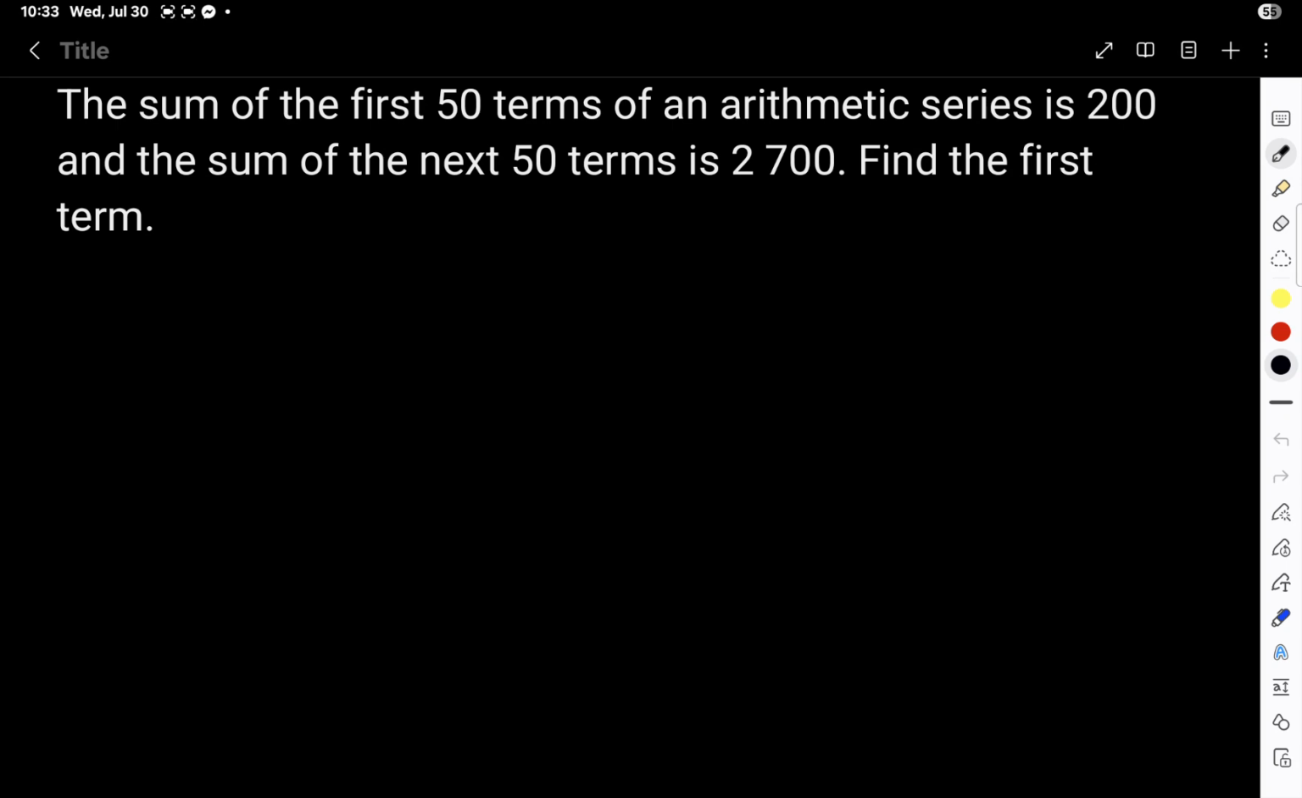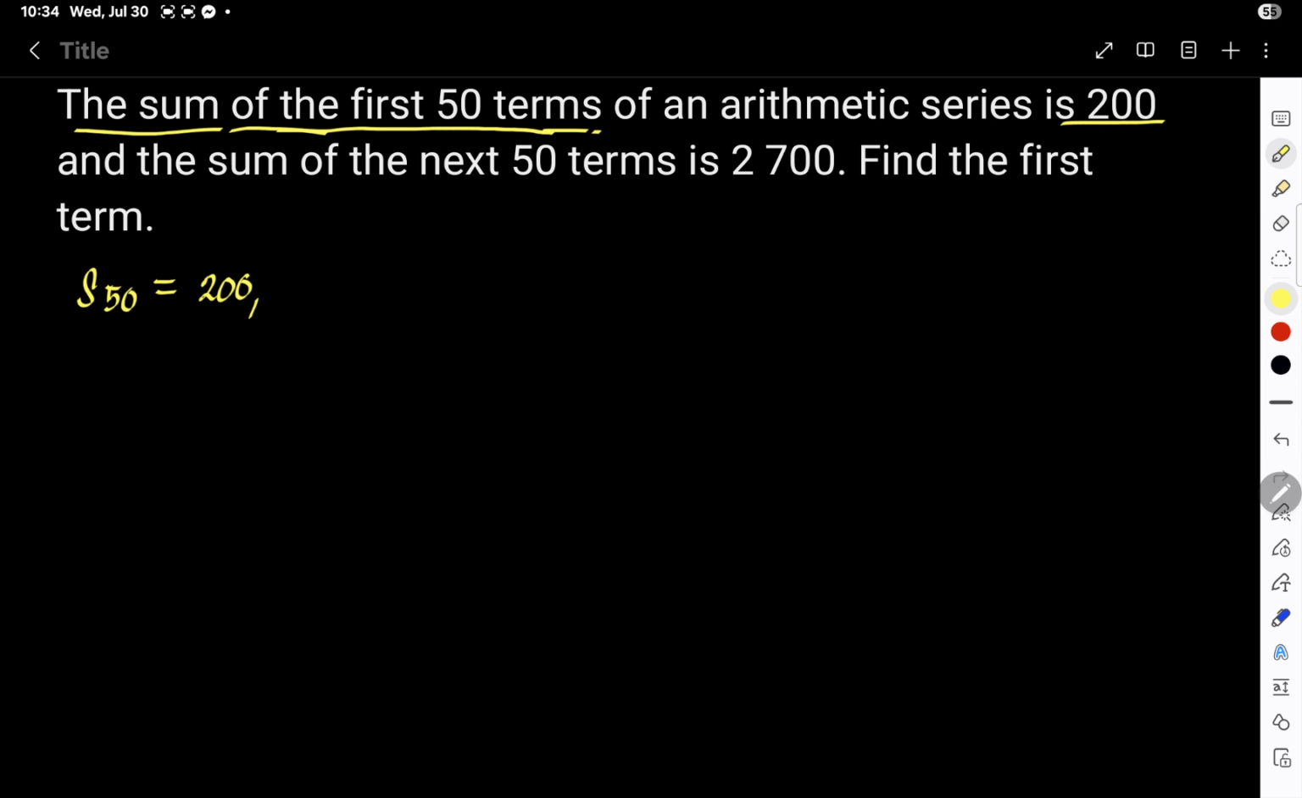As we can see, we can only get limited information from the problem. The two pieces of information given in the problem are, one, the sum of the first 50 terms of the arithmetic series is 200. Let me underline that one. So the sum of the first 50 terms is 200, which can be written as S sub 50 is equal to 200.